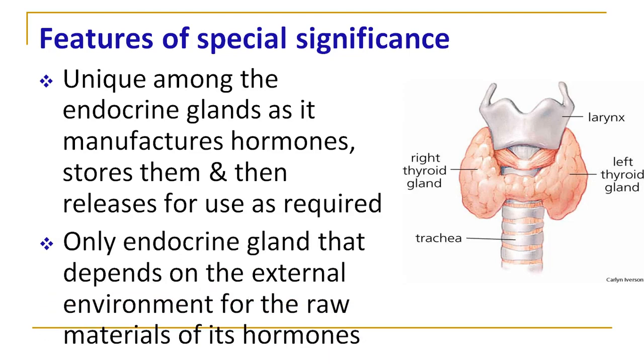So it depends on the environment for the raw material, that is the iodine, because it's called triiodothyronine or T3, tetraiodothyronine or T4. Also the amino acid tyrosine, which is a non-essential amino acid, but the precursor phenylalanine is essential. So that is also in the external environment.